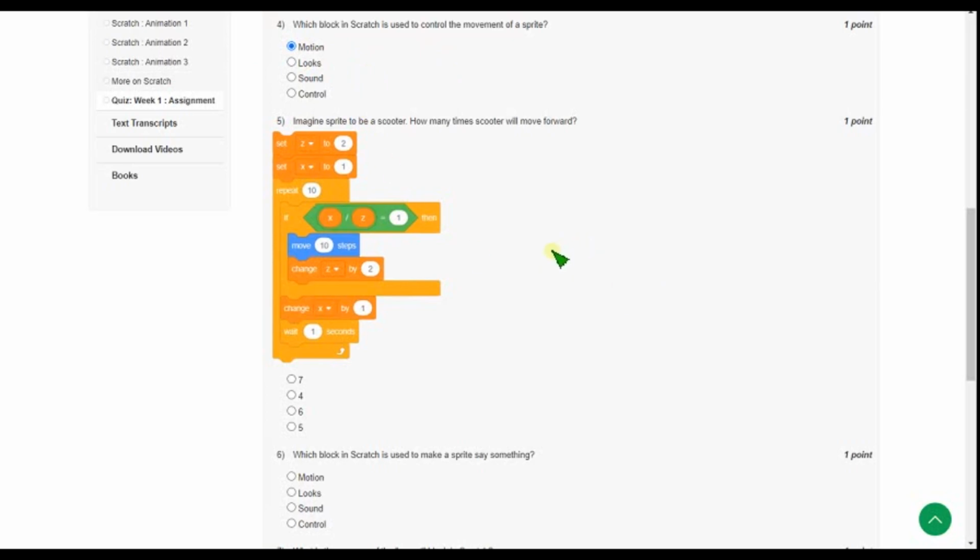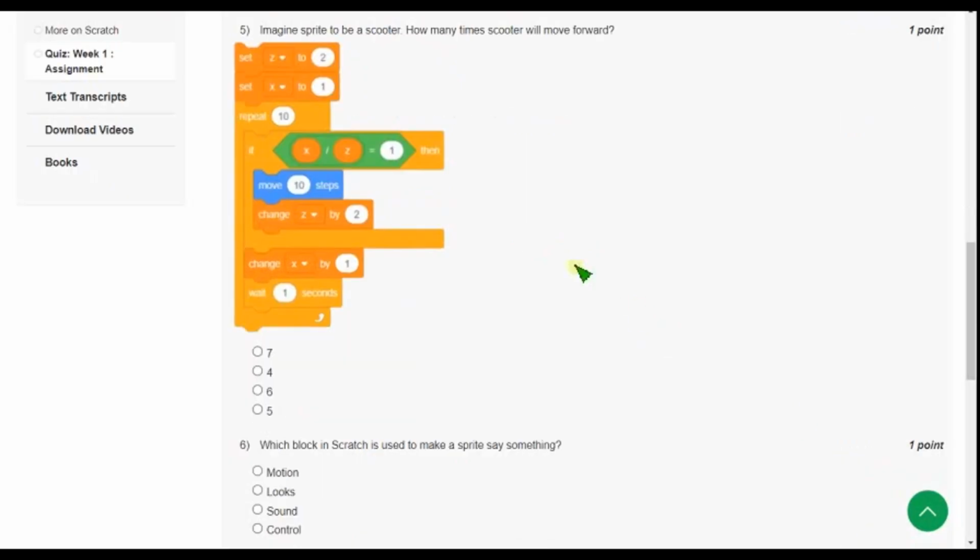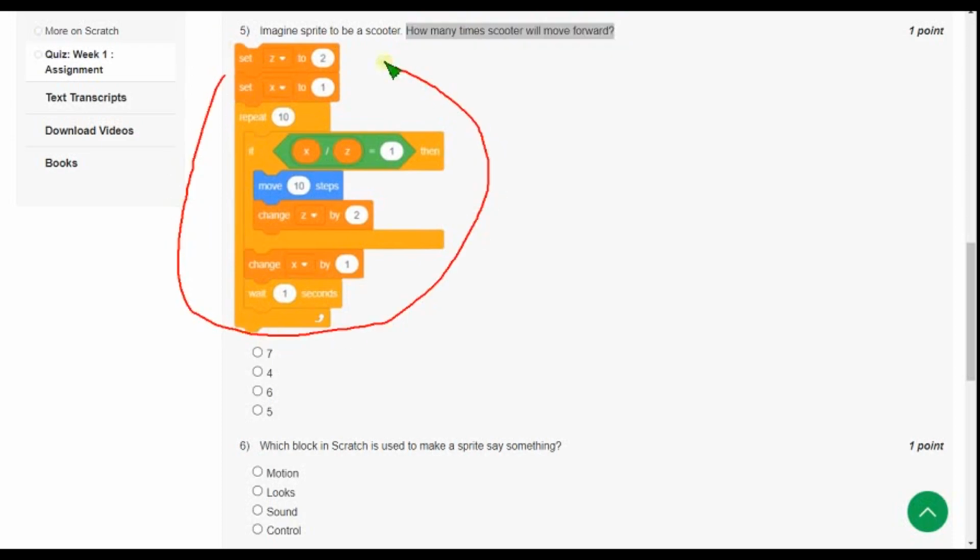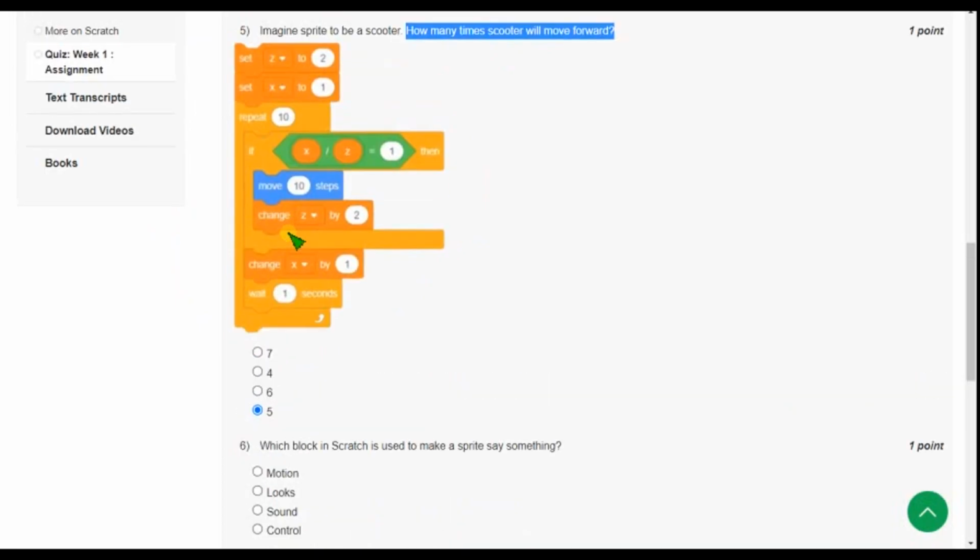Now let's move on to the fifth one. So fifth question, imagine sprite to be a scooter. That means consider sprite as a movable object. Then how many times will the scooter move forward? If you do this in Scratch, how many times will the scooter move forward? So for this question, the correct answer could be fourth option, that is 5 times. So mark last option, 5, as the correct answer for fifth question.